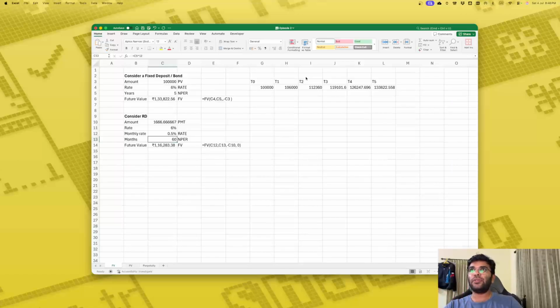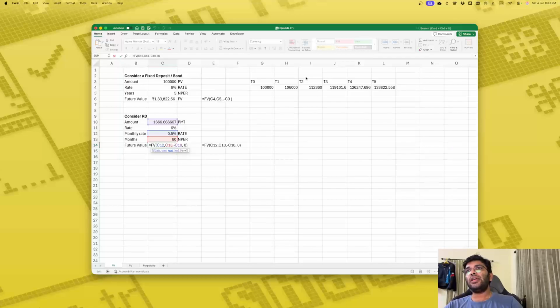Instead of 5, I've done 5 into 12 equal to 60. And since we are doing a monthly payment, I have converted the annual rate into a monthly rate, basically 6% by 12. And if we use the same future value calculation for this, we'll get a slightly lesser figure, obviously, because we are locking in money for a shorter period of time. We'll get 1.66. But the difference to note is the formula that we use. It's the same future value formula, same rate, same NPER. Note that rate is 0.5% per month and NPER is 60 months.